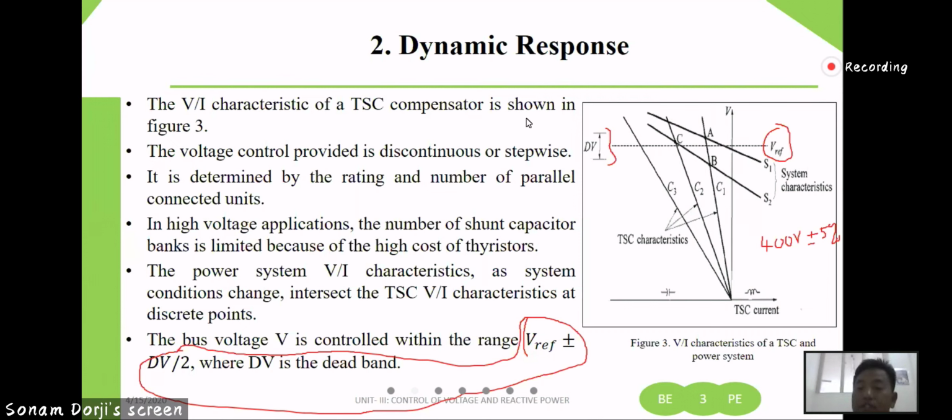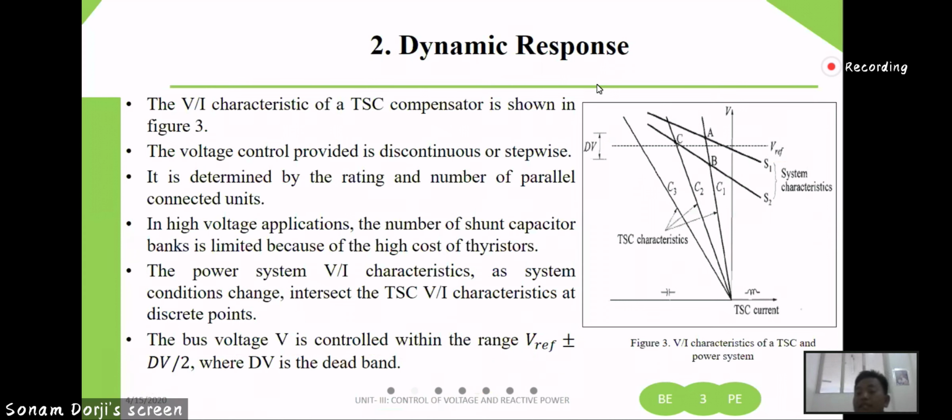And then, now how it will control is, let's say your system characteristic is this, represented by S1, and S2 is another system characteristic.